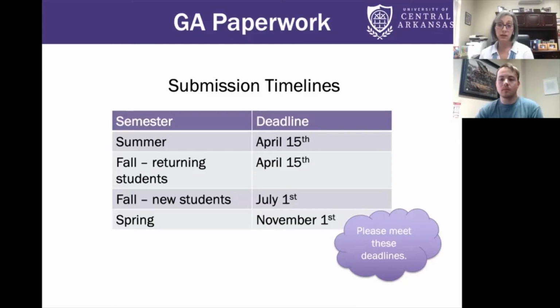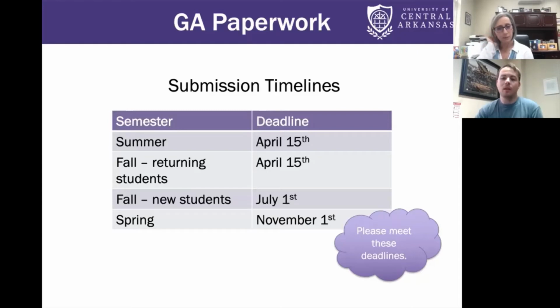So these deadlines are in place to ensure that we're getting everything processed so that students are paid on time. And they're put in place so that we can manage our workflows, which include, like, Mackenzie does way more than just graduate assistantships. So again, these are soft deadlines, but we really want you to take them on as kind of being hard deadlines, right? Mackenzie, you want to add to that?